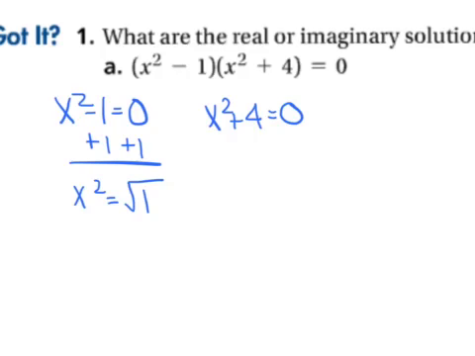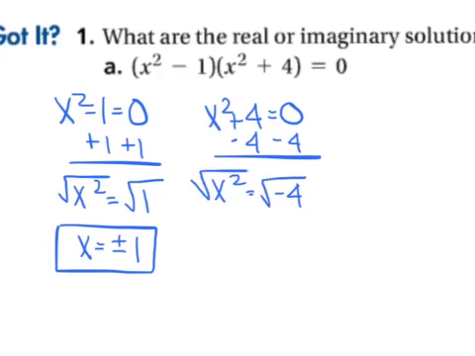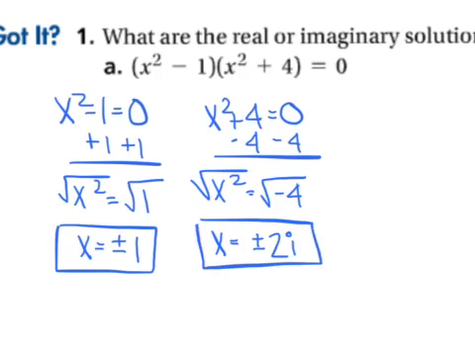I'm just going to add 1 to both sides and then take the square root. So x equals plus or minus 1. And then I'm going to subtract 4. And here, when I'm taking the square root of negative 4, that creates an imaginary solution. x equals plus or minus 2i, because the square root of negative 4 becomes imaginary.